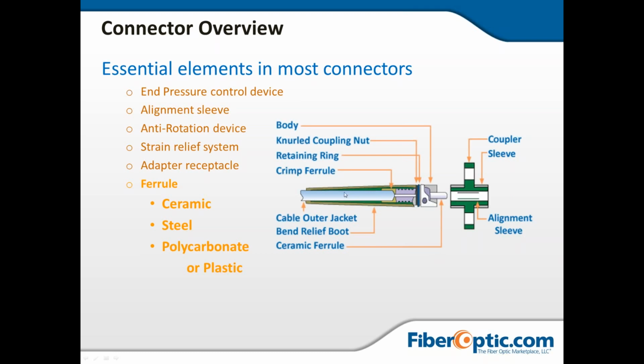There's anti-rotation devices which keep the fiber from moving, bending, getting out of the connection. The strain relief system is obviously to alleviate any pressure on the fiber and continue to allow that fiber to process data and get the information that's needed to the people that are trying to obtain it.